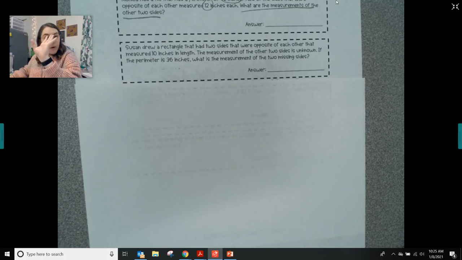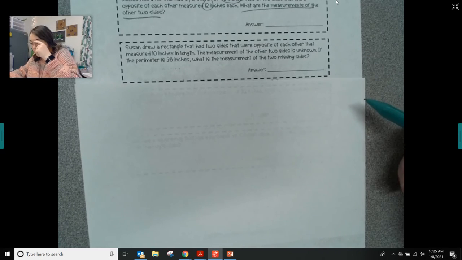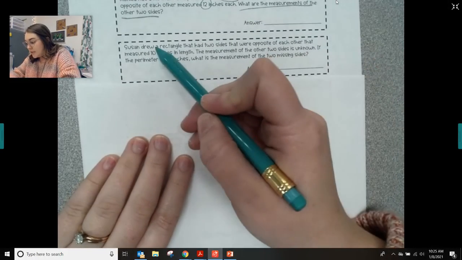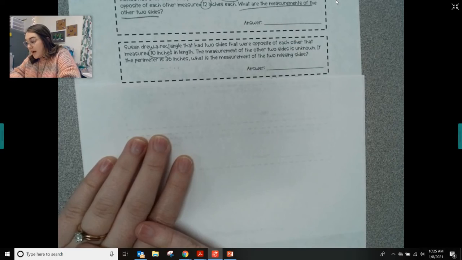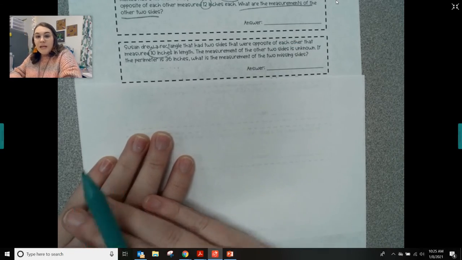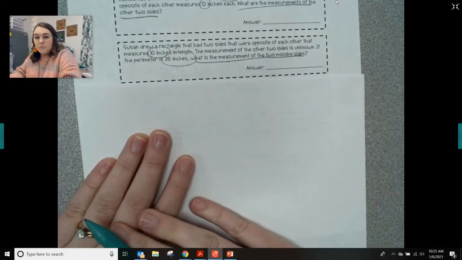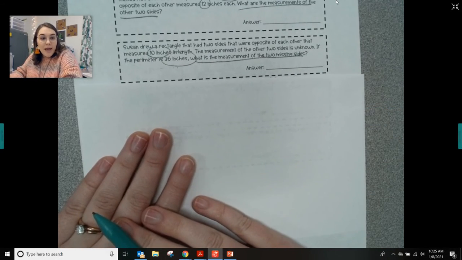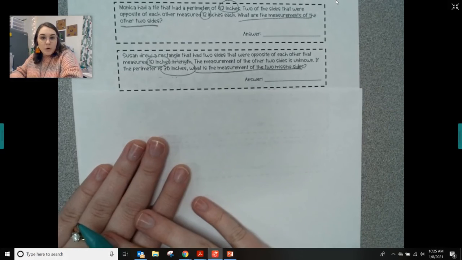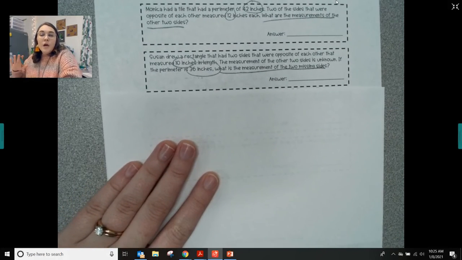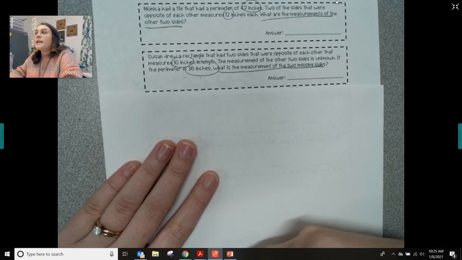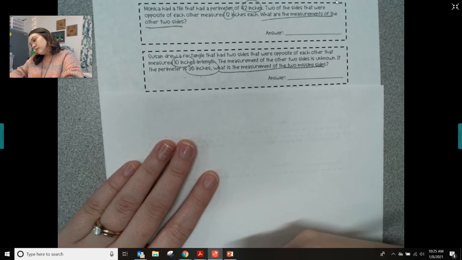So I'm going to go through the problem, and you can check your answer. Susan drew a rectangle that had two sides that were opposite each other that measured 10 inches in length. The measurement of the other two sides is unknown. If the perimeter is 36 inches, what is the measurement of the two missing sides? So go ahead, pause the video, and solve this word problem. Whenever you're finished, unpause, and I will see if you're correct.